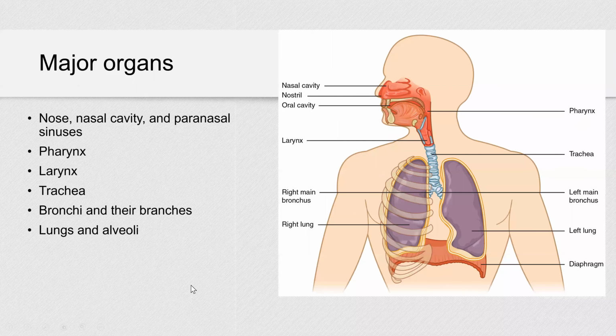Here we can see the major organs. They include the nose, nasal cavity, paranasal sinuses, pharynx (throat), larynx (voice box), trachea, bronchi and their branches, lungs, and alveoli. This diagram shows you all those major organs.